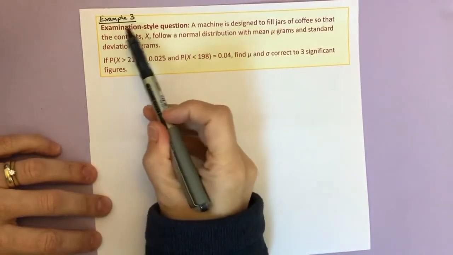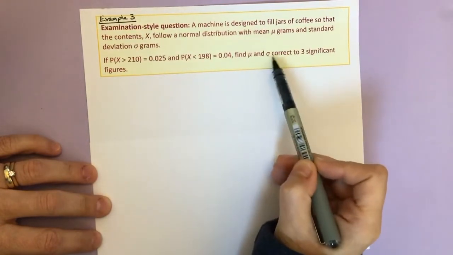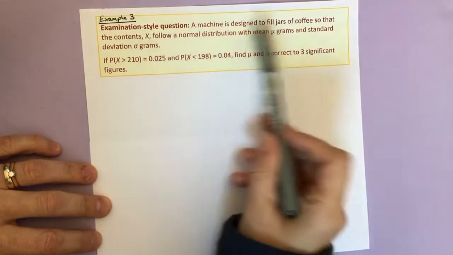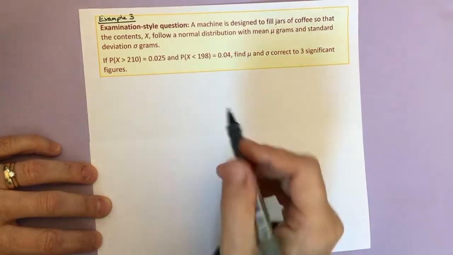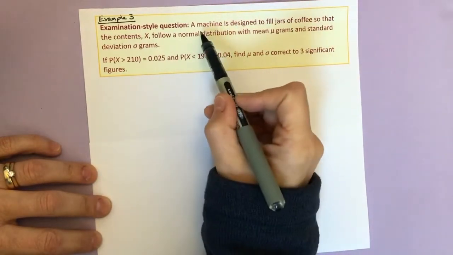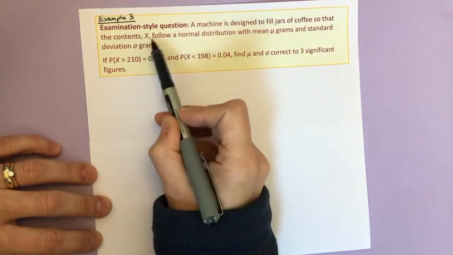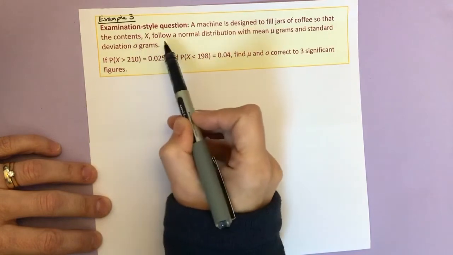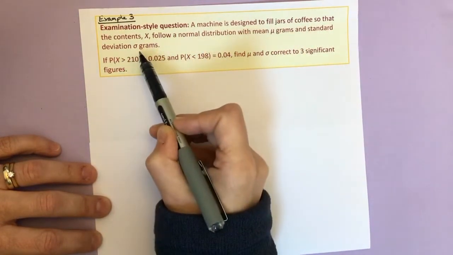Okay, so here's example 3, and in this question we're going to be asked to find both the mean and the standard deviation. It's a bit of a written question just because quite often they put these questions in context, in inverted commas. A machine's designed to fill jars of coffee so that the contents X, our random variable, follow a normal distribution with mean mu and standard deviation sigma.